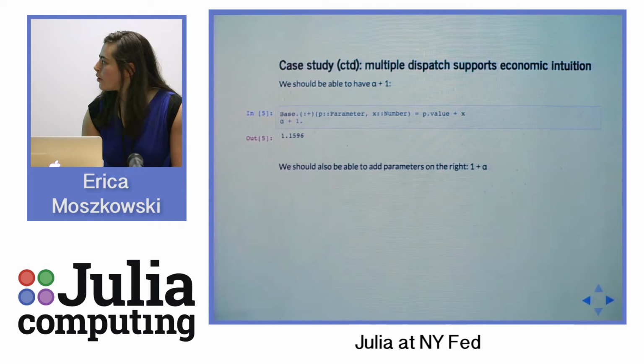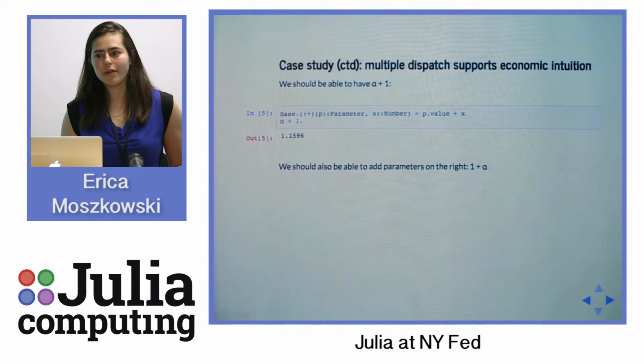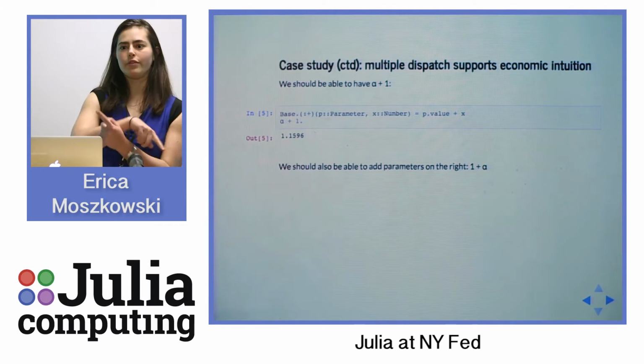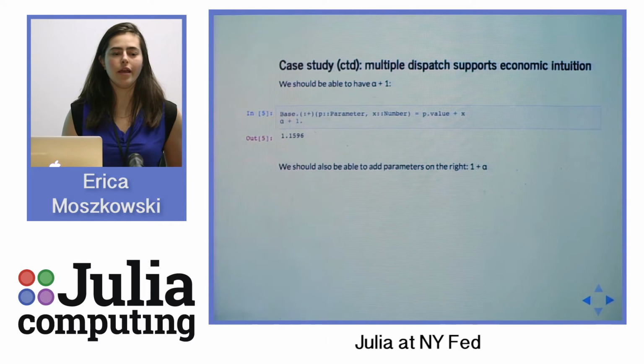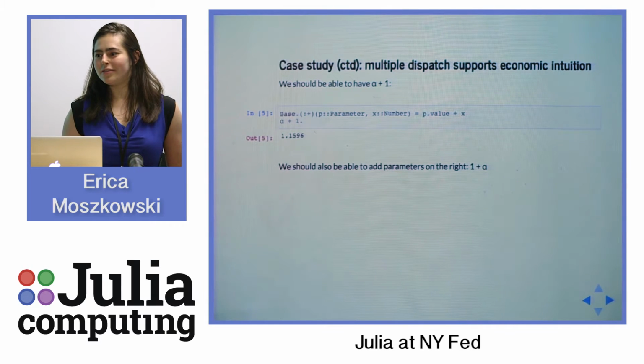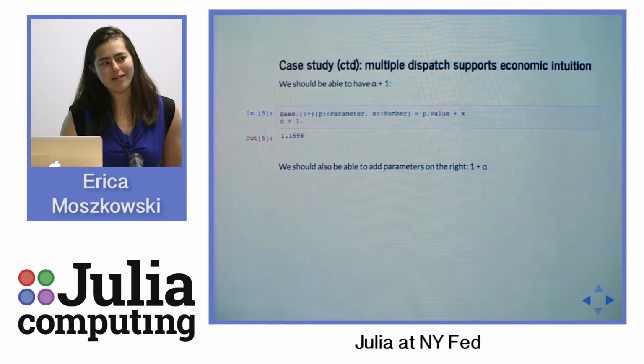But what's not so standard and normal is that I want to be able to add 1 to alpha, or flip it the other way, so I want to be able to add alpha on the right. And this is actually a non-standard thing. In most programming languages, you can't do that.